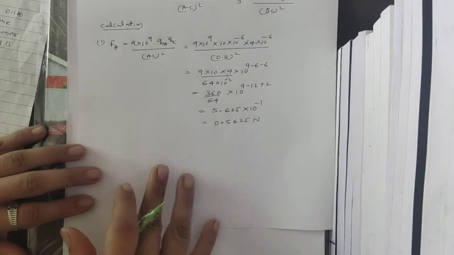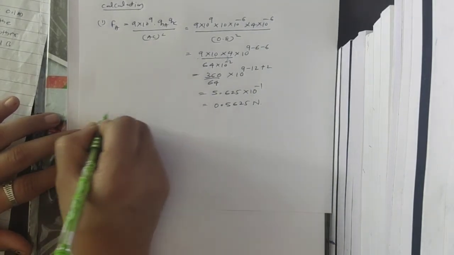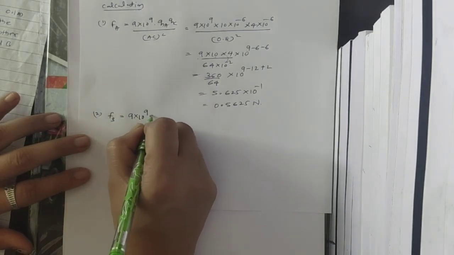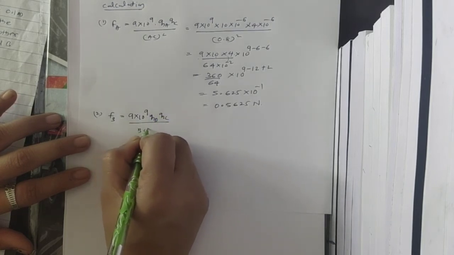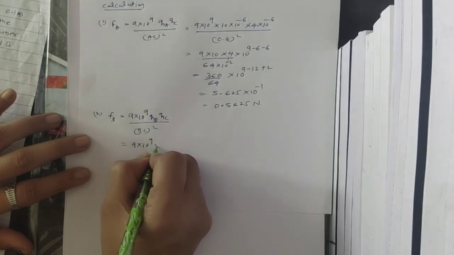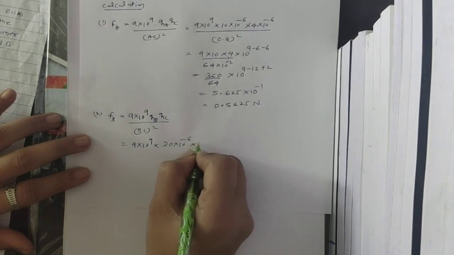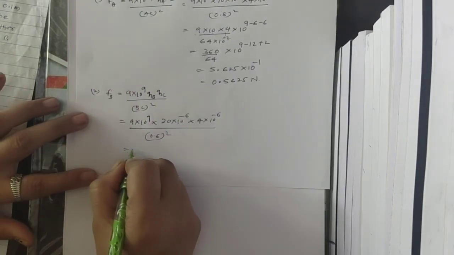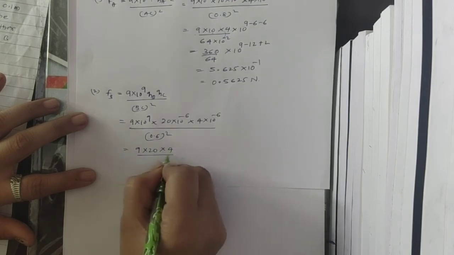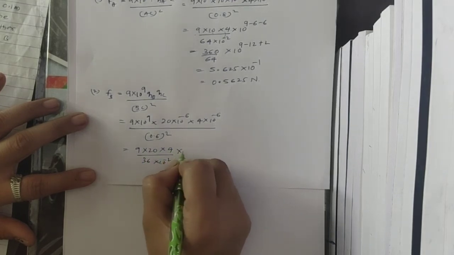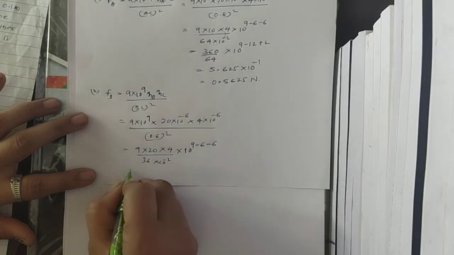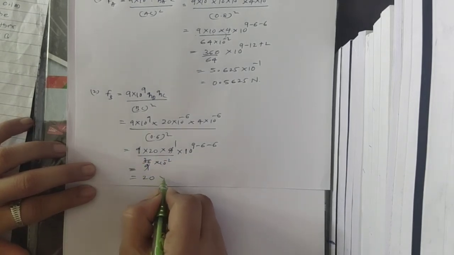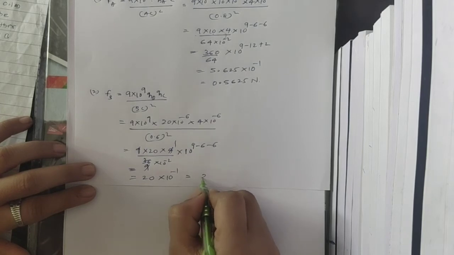Now we will find FB. FB is the force between B and C. QB is 20 microcoulomb, QC is 4 microcoulomb, and BC is 0.6 square. 9 into 20 into 4 divided by 36 into 10 to the power minus 2, 10 to the power 9 minus 6 minus 6. Into calculation, 4 ones are 4, 9s are 9, 9 cancels. So it will be 20 into 10 to the power minus 1, so it is 2 newton.